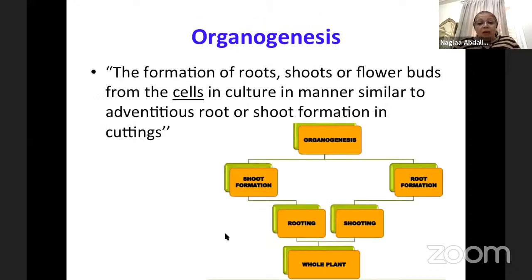If we use shoot formation, we need to develop roots. If we use roots, we need to develop shoots, and by the end, we will have the whole plant from regenerated plant.